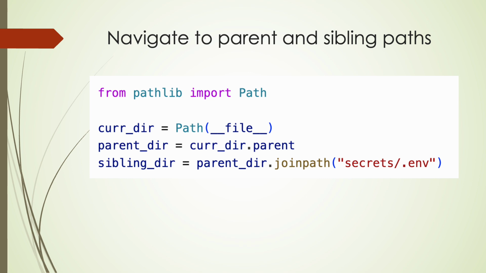A common use case is to navigate to the sibling folder and read some data from there. We need to first get the path of the parent directory with the parent property and use it to join to the sibling folder with the joinpath method. This is especially useful when you need to fetch some settings data for your application folder, which is normally saved in a different folder. This is it for this video.